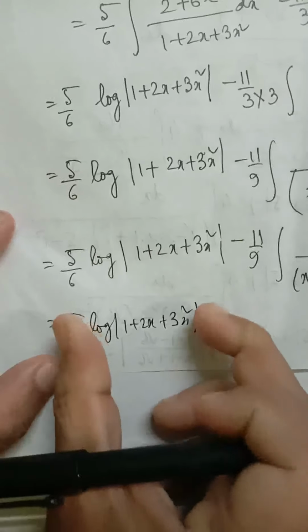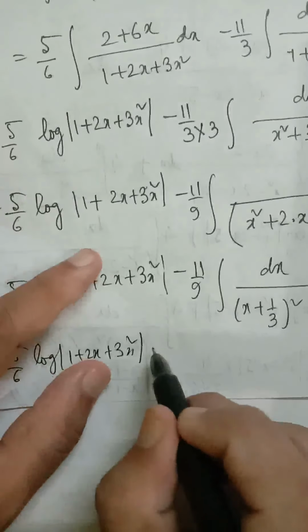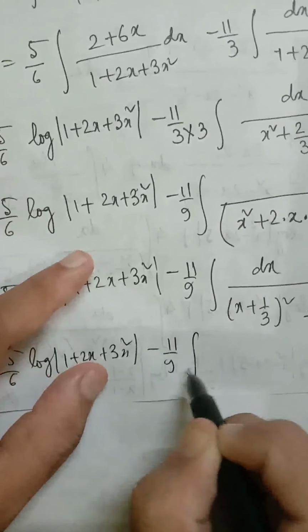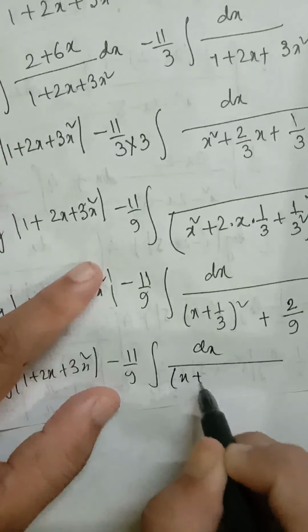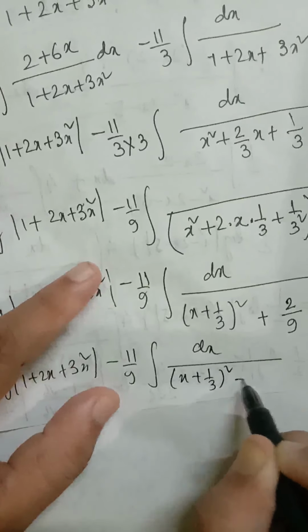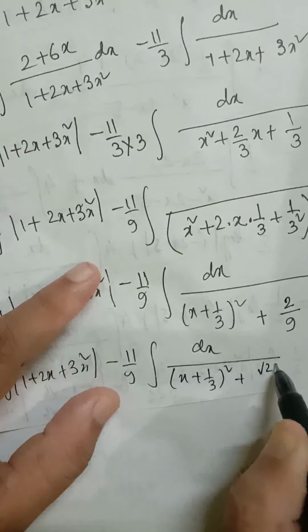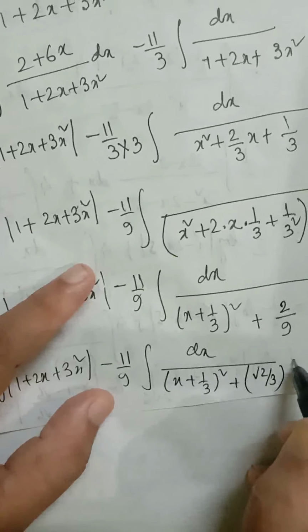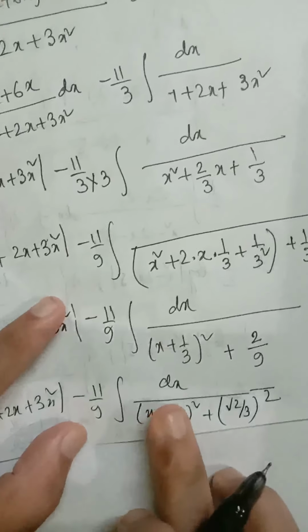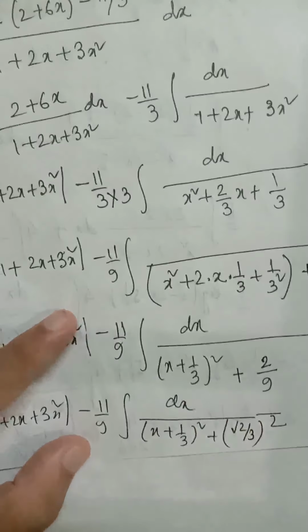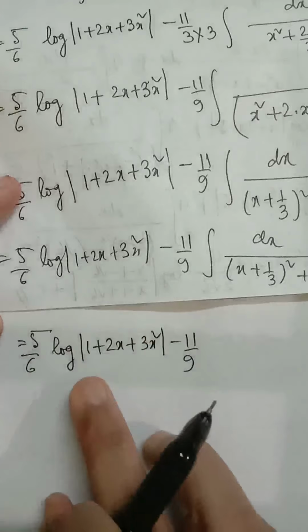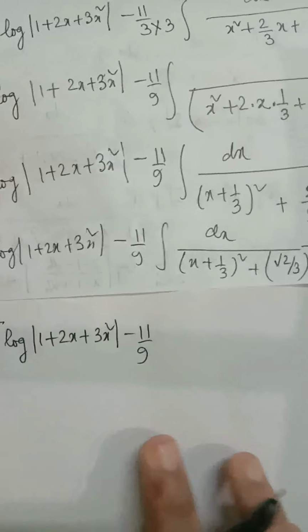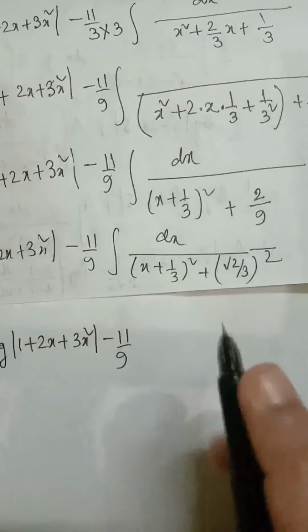First, the integration of this part is over. Now 11 by 9 dx by integration of x plus 1 by 3 whole square plus root 2 by 3 whole square. This is of the form dx by x square plus a square. And now this is the first term, 5 by 6 log of 1 plus 2x plus 3x square minus 11 by 9. Now we have to integrate this part.